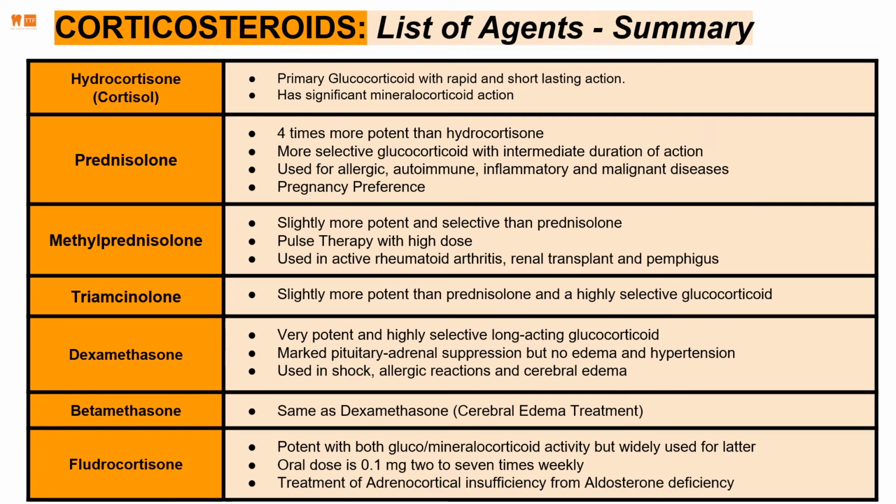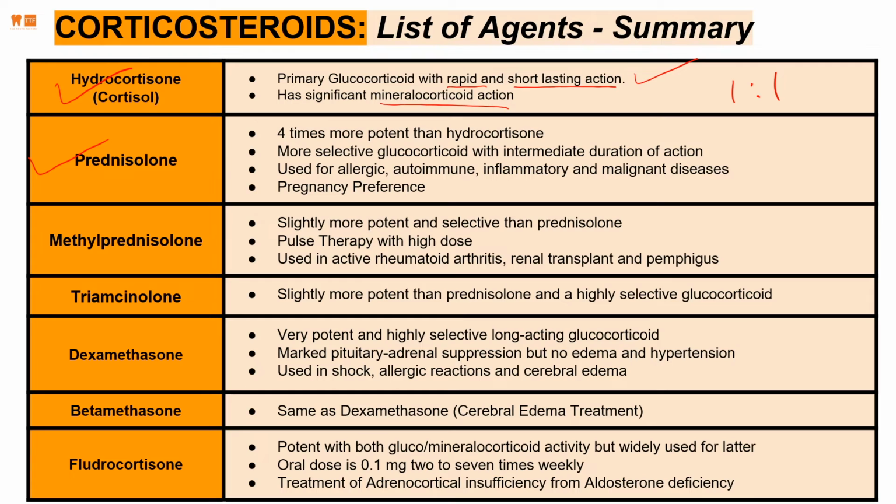Moving on to the list agent summary. So now let's talk about their description. Hydrocortisone, or cortisol, is the primary glucocorticoid with rapid and short-lasting action, very simple. Significant mineralocorticoid action as well, 1-to-1 ratio.